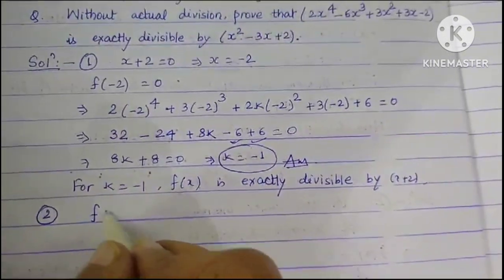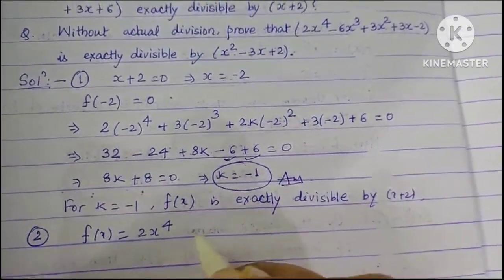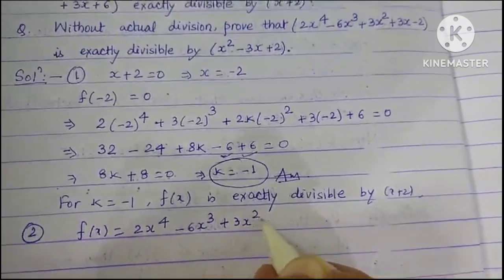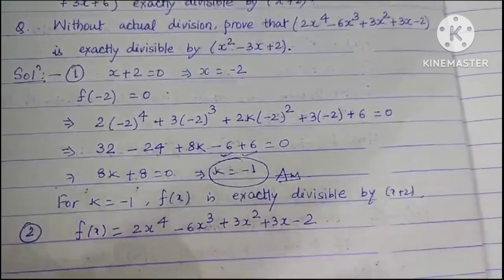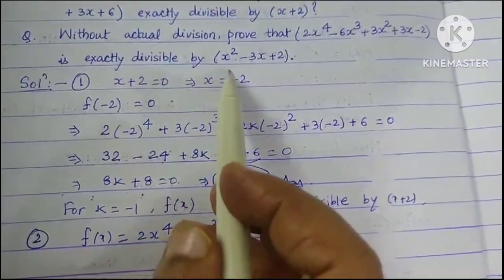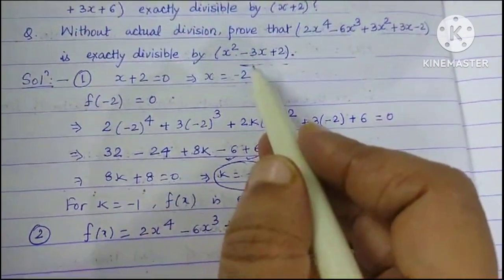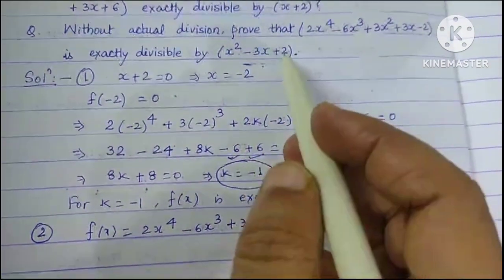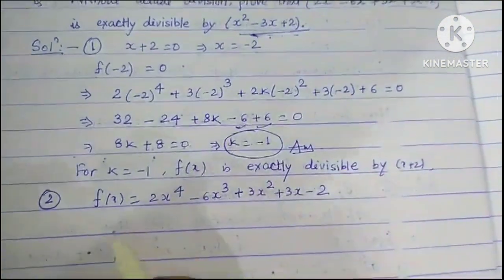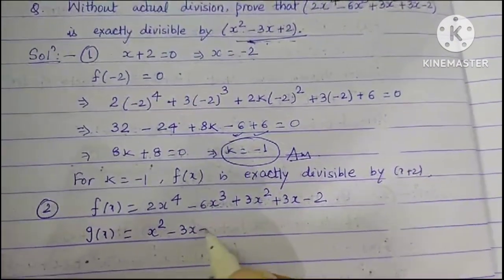So let us suppose our f(x) is this one, 2x^4 minus 6x^3 plus 3x^2 plus 3x minus 2, and this is a quadratic polynomial we have been given. Basically, if this were a linear polynomial, then this question would have been very easy. But here it is a quadratic polynomial, so no problem, we will factorize it. Let us suppose this is g(x). g(x) is equal to x^2 minus 3x plus 2.